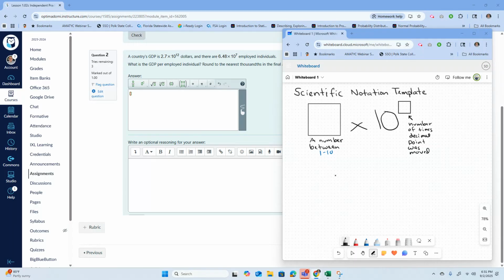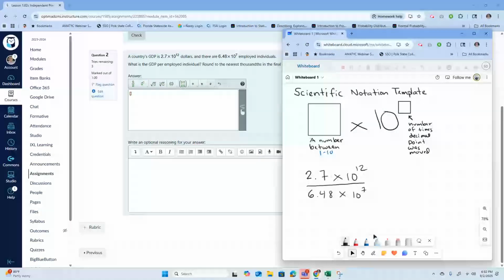So basically, in this problem you're dividing again because you take the total, which is 2.7 times 10 to the 12th power dollars, and you want to divide it among how many employed individuals there are, 6.48 times 10 to the 7th power. Okay, so you're doing a division problem here. How do you divide this? The way you're going to divide this is you're going to divide the coefficients with the coefficients. So what I'm highlighting in blue, these numbers are called coefficients. And what you're going to do is divide them.